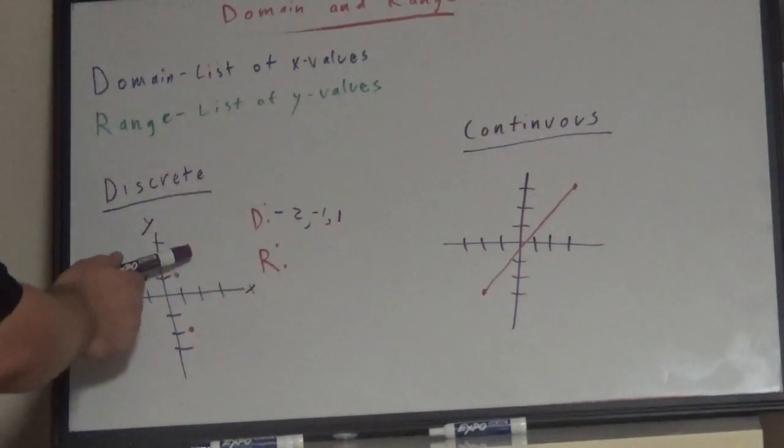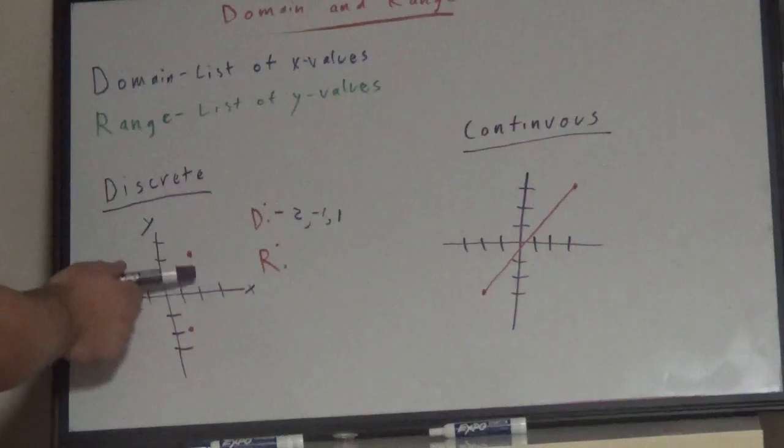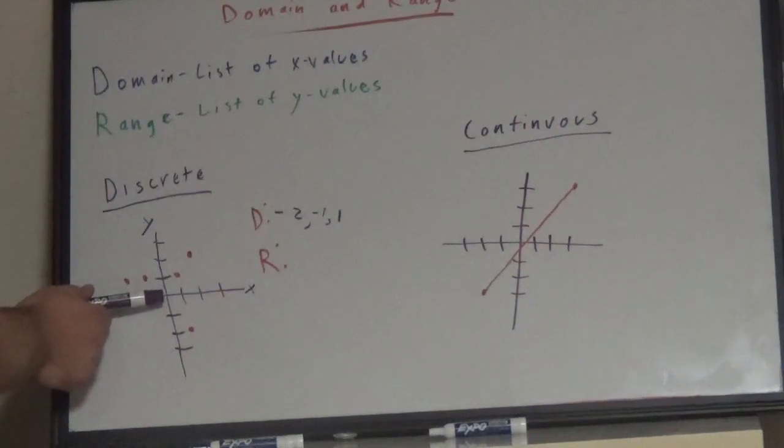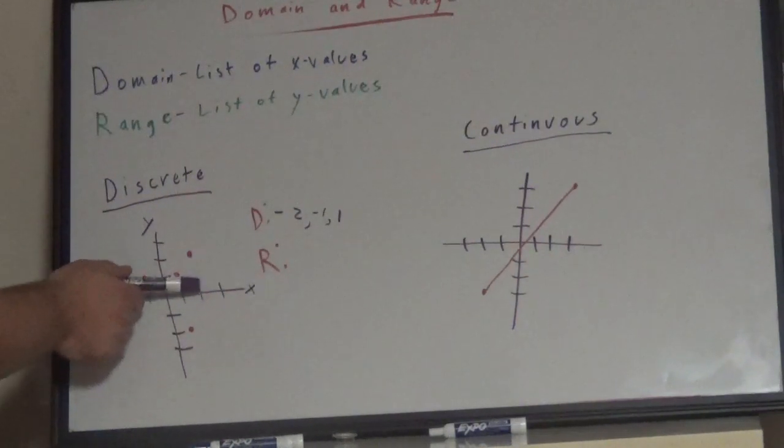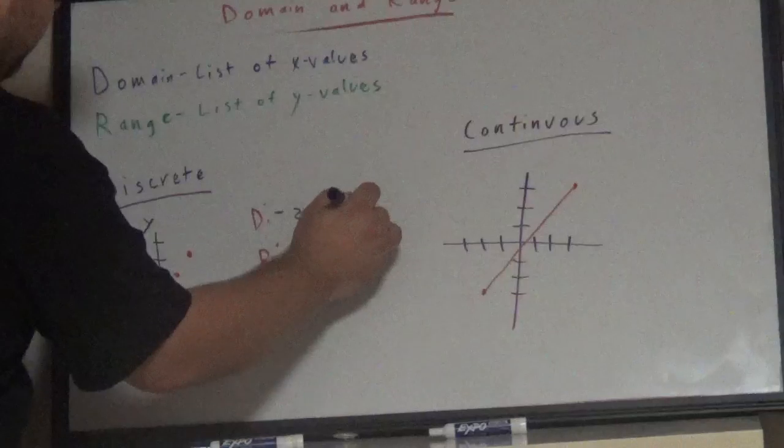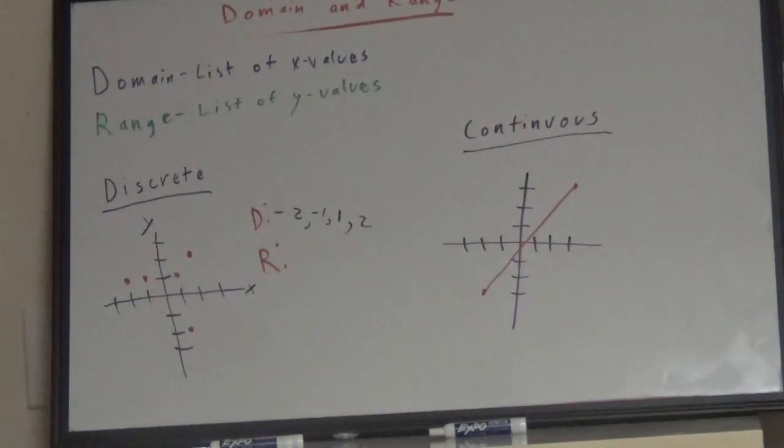We have one more point, and it's at the number 2. It's 2 because of the x-axis: we start at the point of origin, 0, 0. There's 1, here's 2. That is our domain.